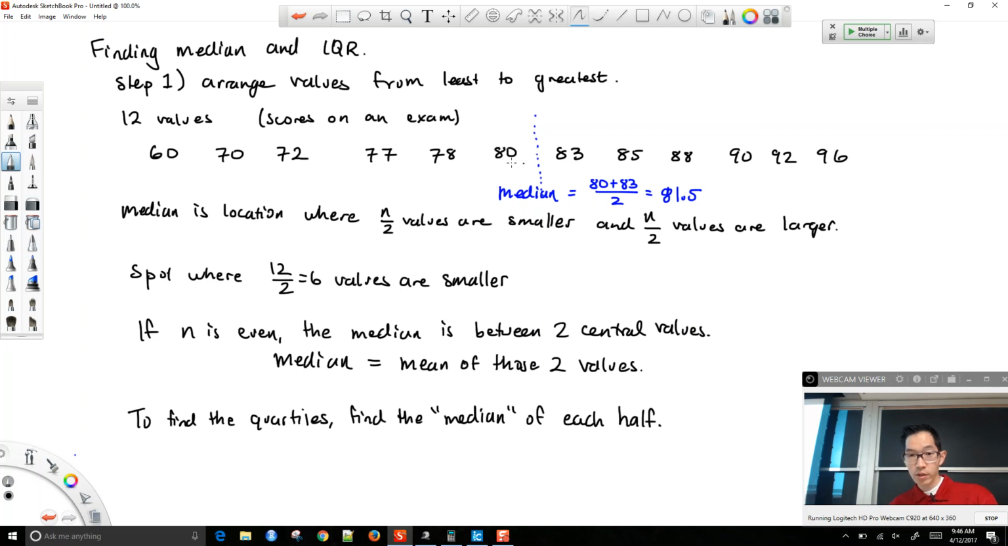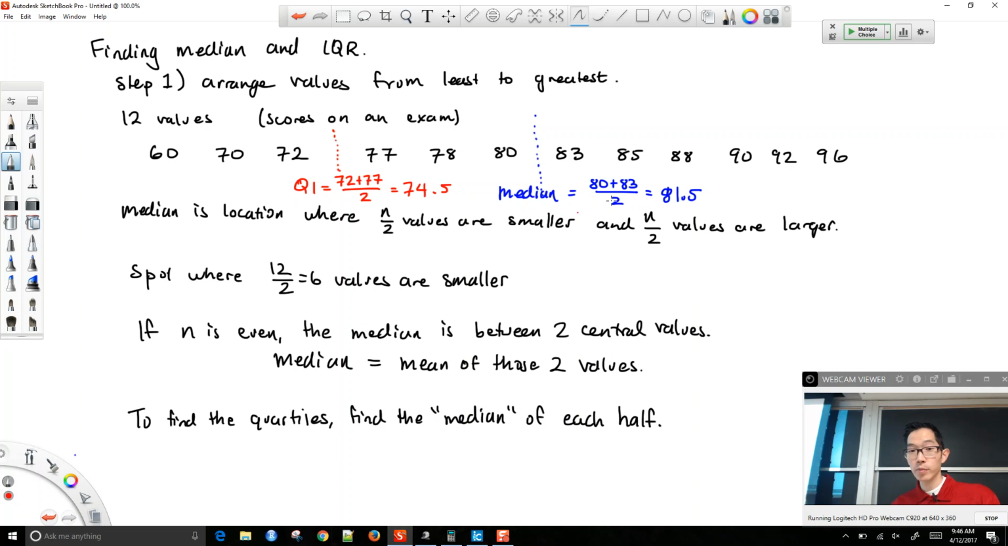So in this case, I've got 6 values down here. This will be the lower half. So I want the spot where 3 are smaller and 3 are larger, yeah? So I'm going to say, okay, I've got six values, 3 are smaller, 3 are larger. So my Q1 is going to be 72 plus 77 divided by 2. And this gives me 74.5.